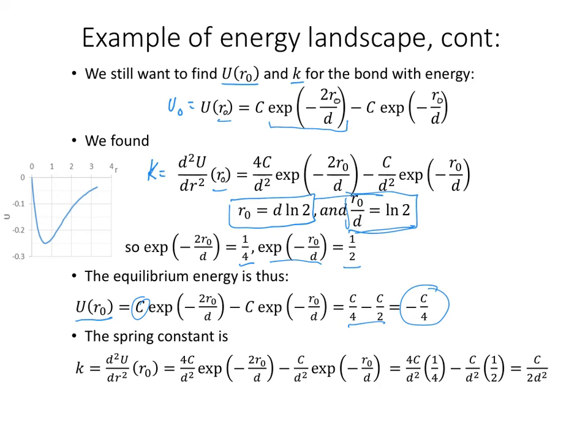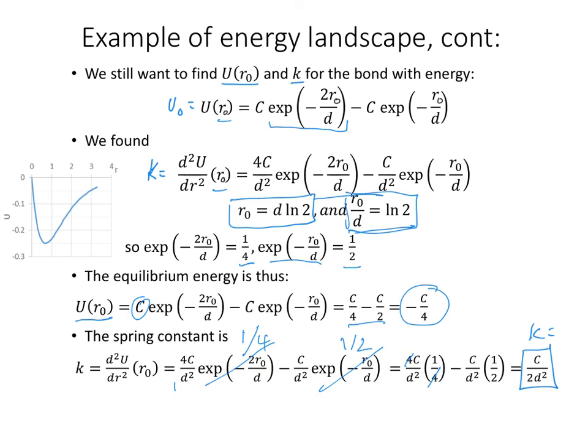Now the spring constant is, again, the expression we calculated before. We exchange in this to be 1/4, exchange in this to be 1/2, and we see that we have 4C over D squared times 1/4. Well, those will cancel. And then minus C over D squared times 1/2 is just 1 minus 1/2 times C over D squared, or C over 2D squared. And that's the spring constant.